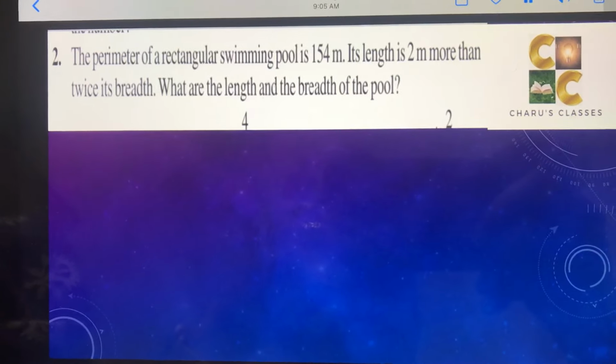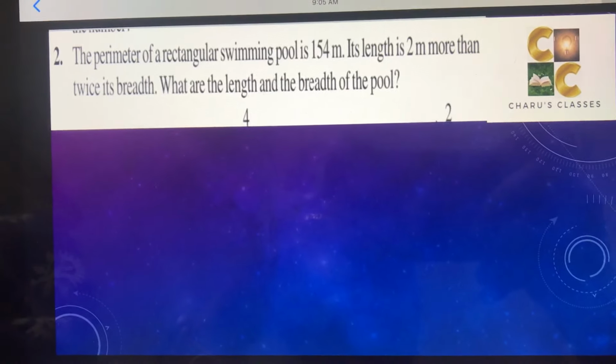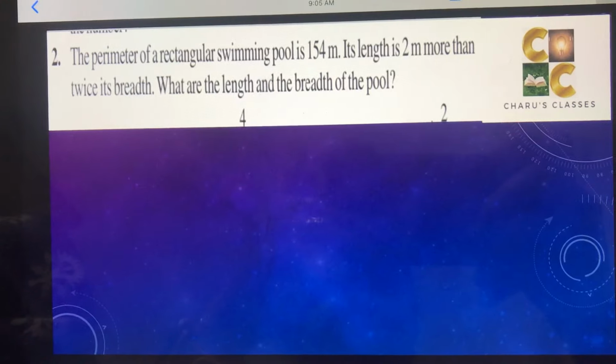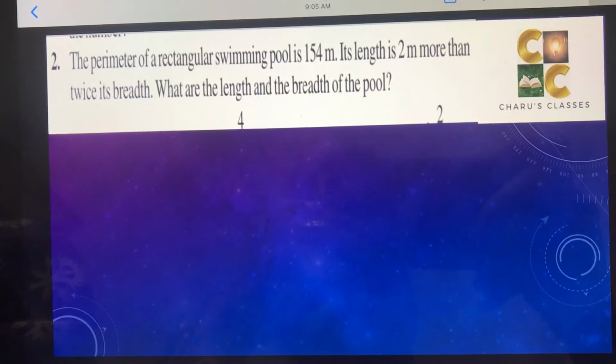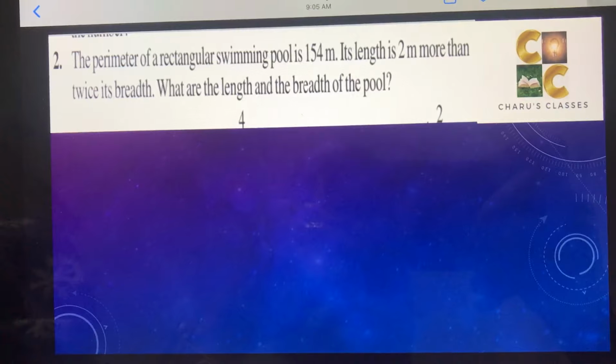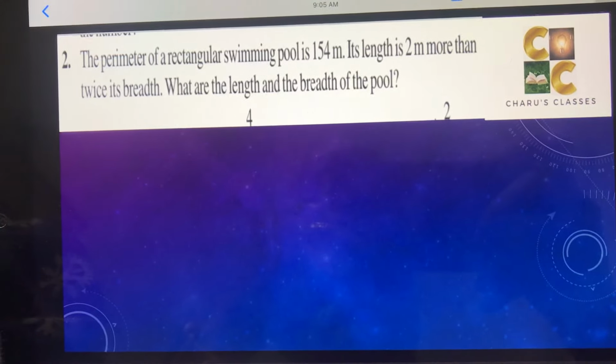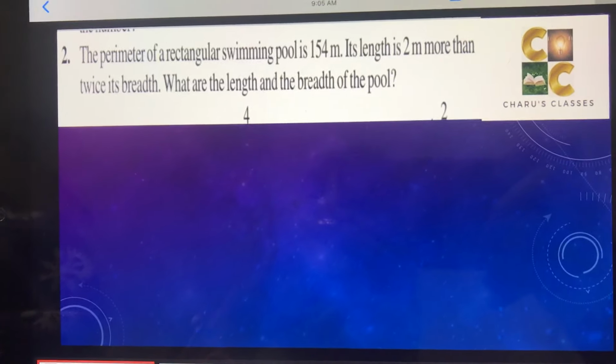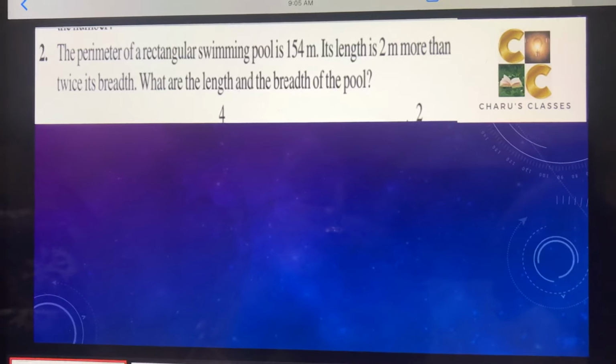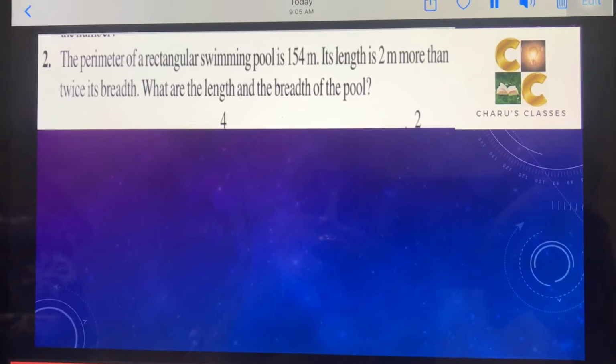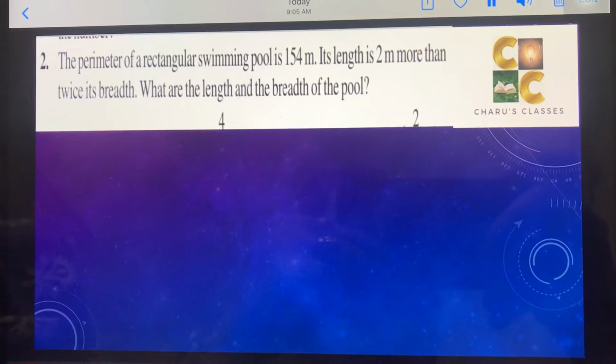Hello students, today we are going to do question number 2 of exercise 2.2, linear equations in one variable. The second question is, the perimeter of a rectangular swimming pool is 154 meters. Its length is 2 meters more than twice its breadth. What are the length and breadth of the pool?